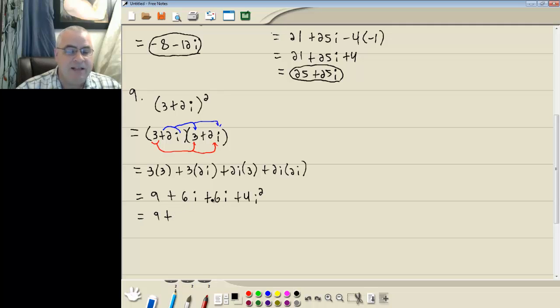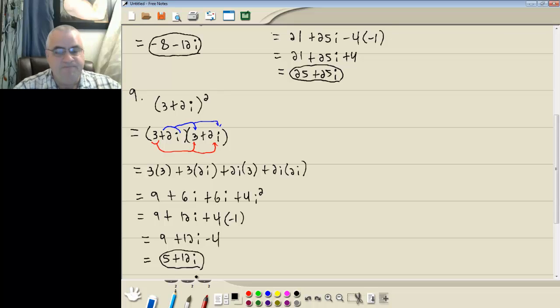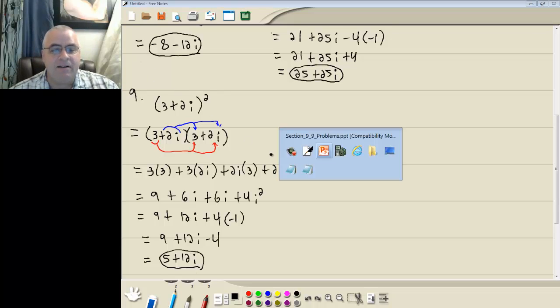Now I want to combine together these like i's. 6i plus 6i is 12i. And remember, we want standard form eventually, so we don't want that i squared there, so we'll replace it with a negative 1. Which then gives us 9 plus 12i. 4 times negative 1 is negative 4. And combine the 9 and negative 4. 9 minus 4 is 5, so we get 5 plus 12i. And that's our answer.